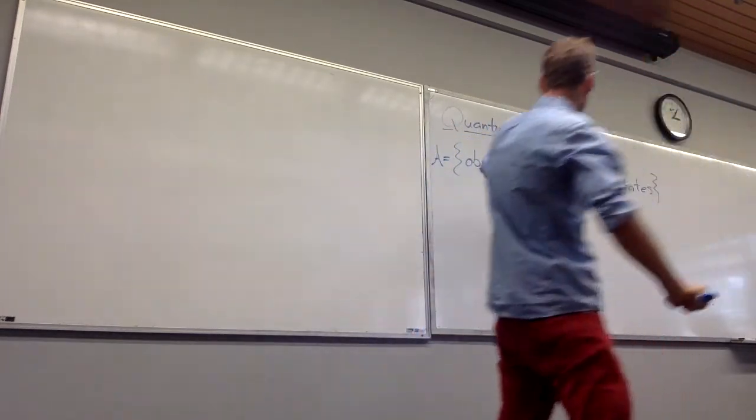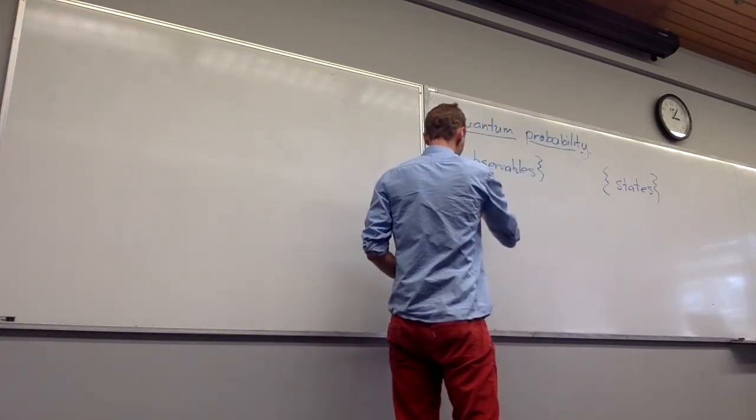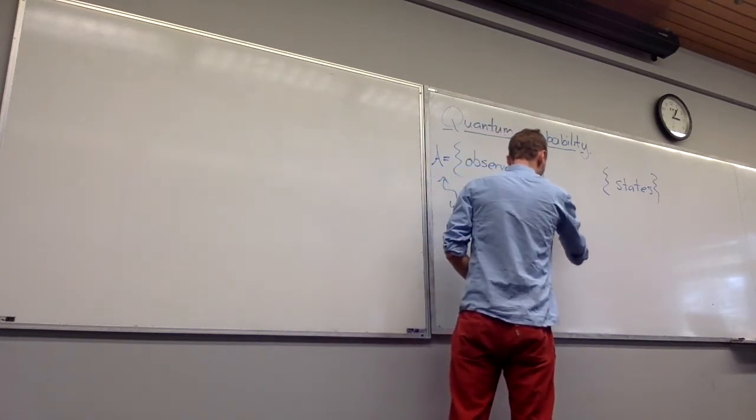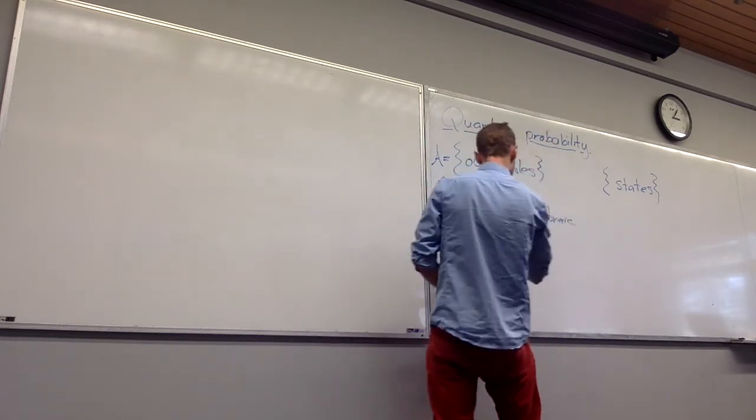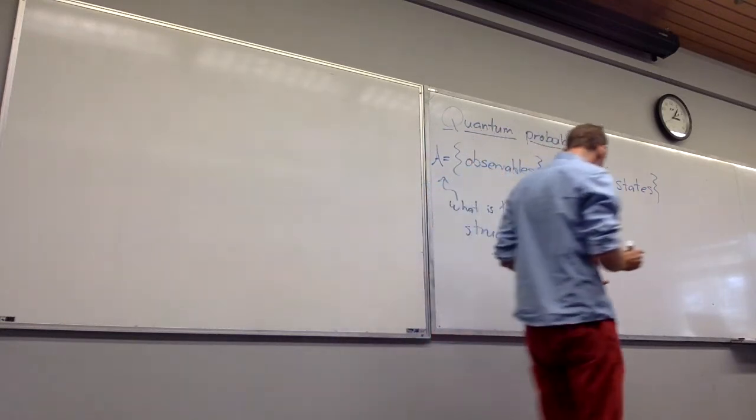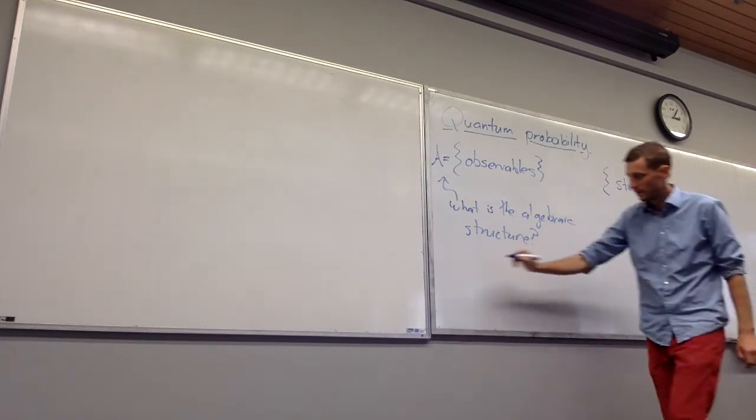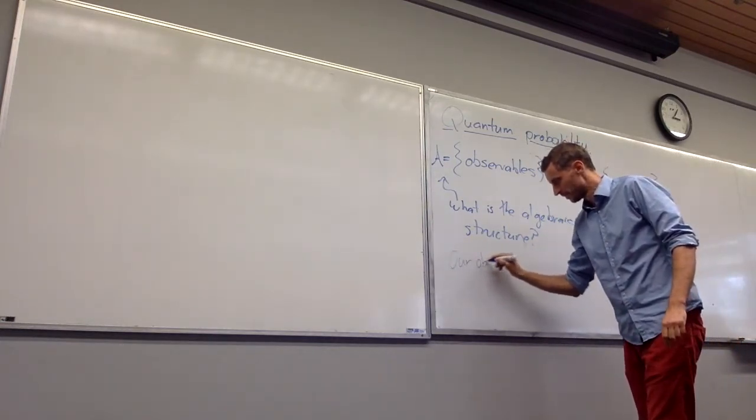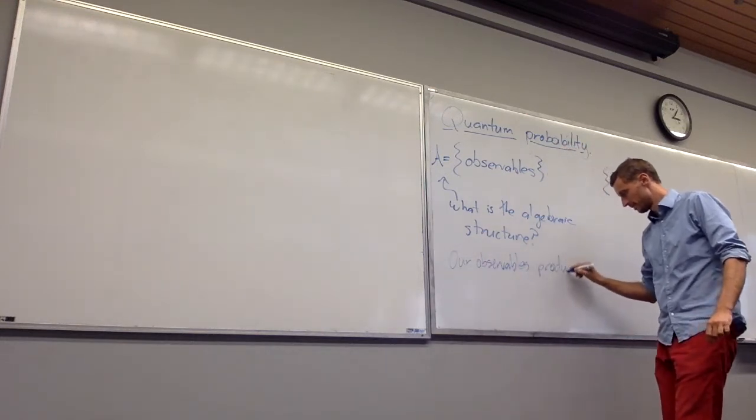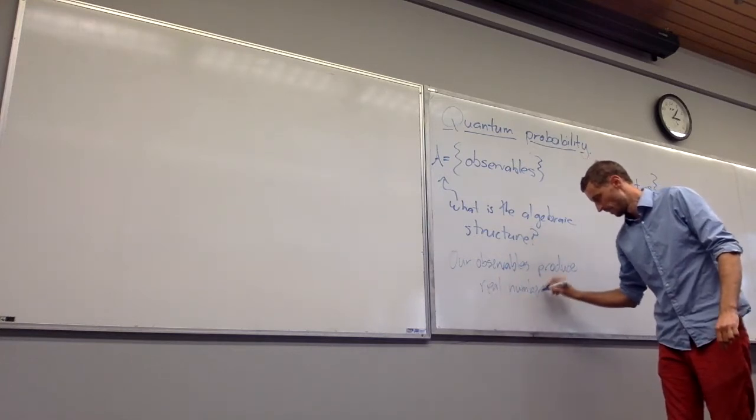But we're really going to prioritize the observables and think about the algebraic structure of these guys. So this is the big question for the first half of the talk. What is the natural algebraic structure on the set of observables? Now, as I said before, for simplicity, let's assume our observables produce real numbers when measured.